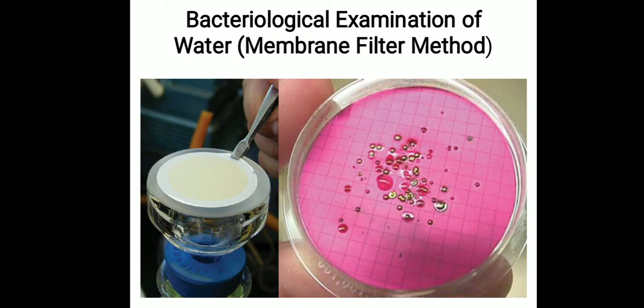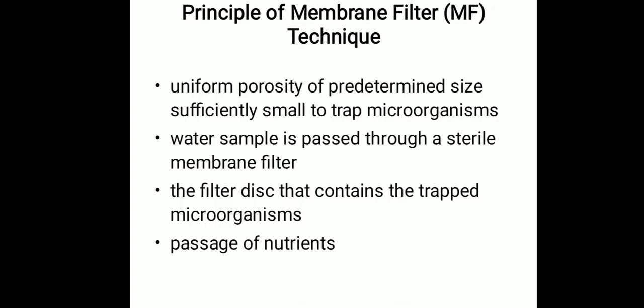So what is the objective of this MF technique? The main objective is to determine the quality of water samples using the membrane filter method. Then the principle of the MF technique: these membrane filters have a known uniform porosity of predetermined size, generally 0.45 micrometer, sufficiently small to trap the microorganisms.